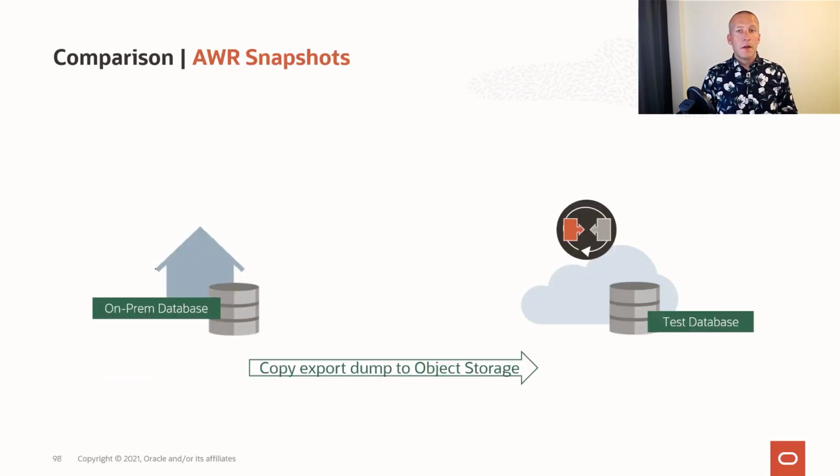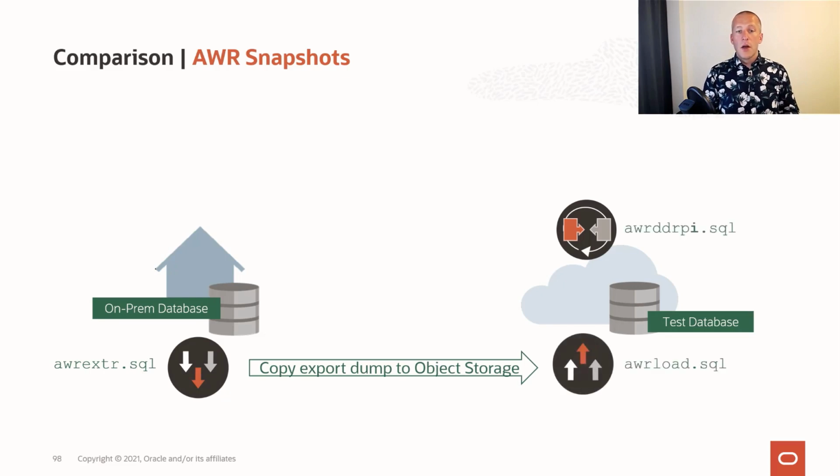The idea is that on the source database, you have run your representative workload, and you then use the script awrextr to Data Pump the information out of the source database. You then, on the test database in OCI, use the awrload command to get those AWR data into the data dictionary of our test database. And then we can use the script awrddrpi to compare the workload information.